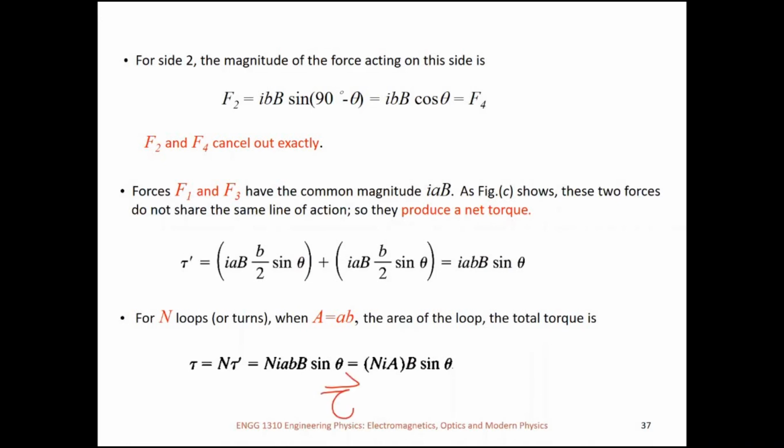So if you make it a vector, we can rewrite this torque as the torque equals NIA, a vector, cross product with B. As you can see, NIA is all related to the loop itself, because the B field is an external field. So NIA is only for the loop, and we can define NIA as a special term which is characteristic of the loop by itself.